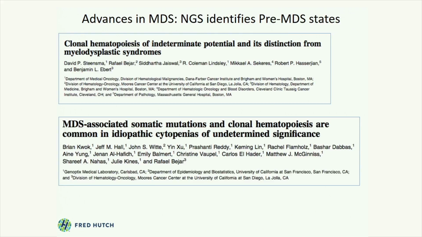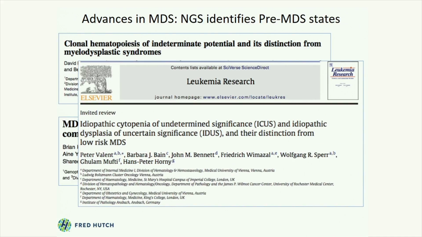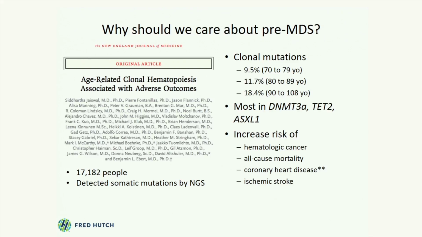So advances in MDS since I started here about 7 to 8 years ago is next-generation sequencing started identifying these pre-MDS states, starting with clonal hematopoiesis of indeterminate potential and how that's different from MDS, and then the CUSs, which is idiopathic cytopenia of undetermined significance, how that's different. Moving on to this other term that was thrown around for a while, idiopathic dysplasia of uncertain significance. But really, why do we care? Why should we care about these pre-MDS states?